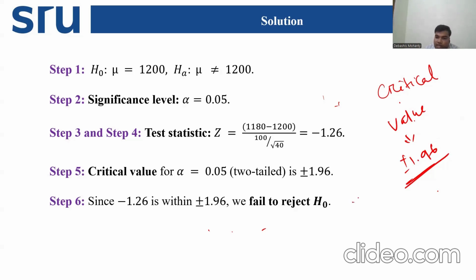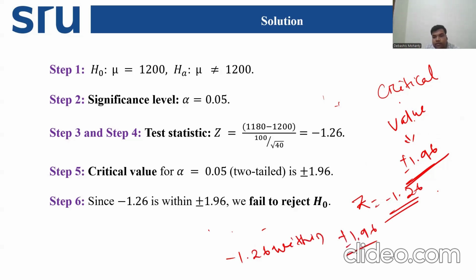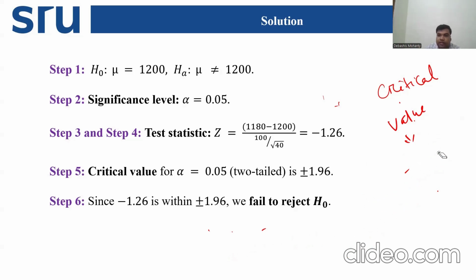And what is the test statistic? Means the Z value, that is minus 1.26. So minus 1.26 is lying within plus or minus 1.96, is it not? If it is lying within this range, we fail to reject the null hypothesis because it is lying in that range only. So we fail to reject the null hypothesis. That is very important.